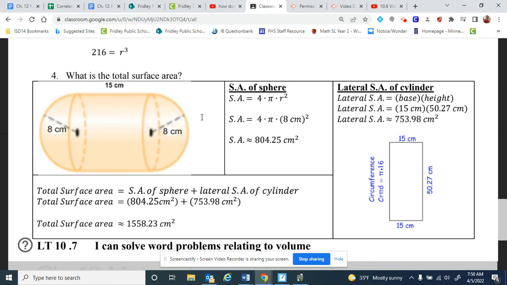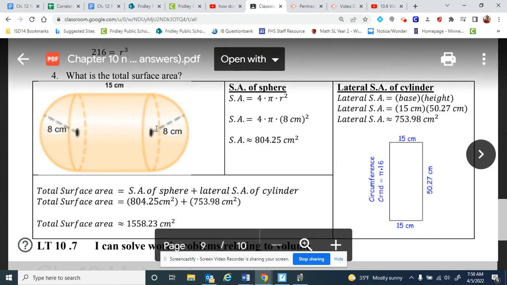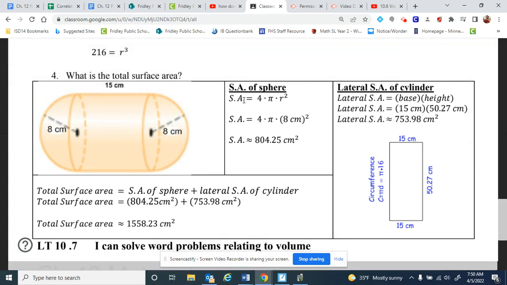So to find the surface area, we could break it up into two shapes. Put the two half spheres together, we get one sphere. Then we could get the lateral surface area, which, as we unroll that, would turn into a rectangle. So the surface area of the sphere just turns into our formula, 4 times pi times radius squared. They give us the radius, 8. So we can plug that in and put that on our calculator like we just practiced.